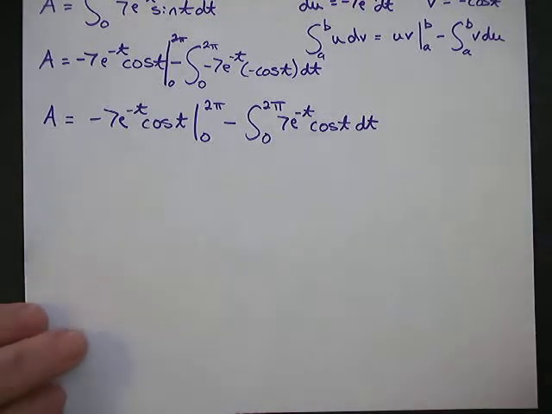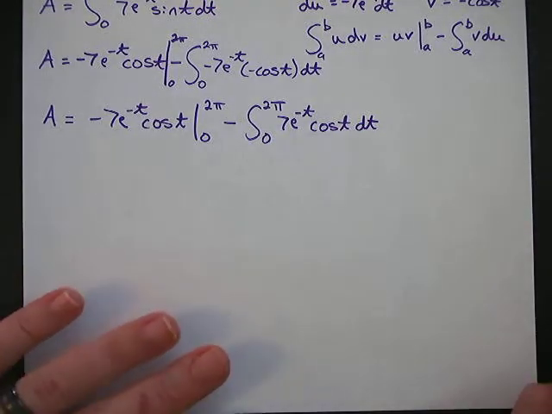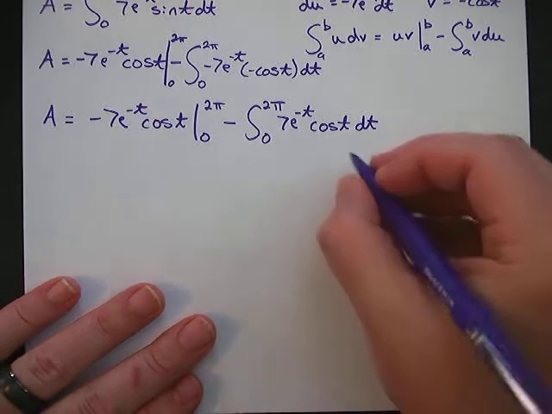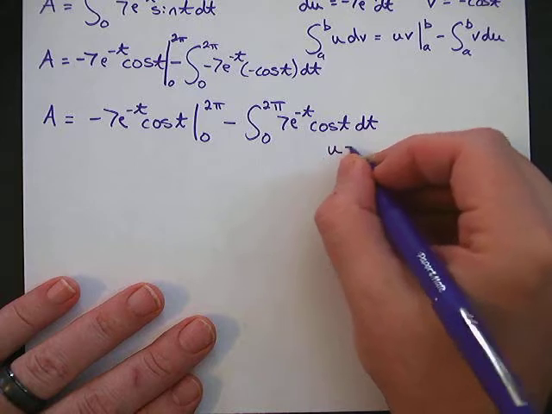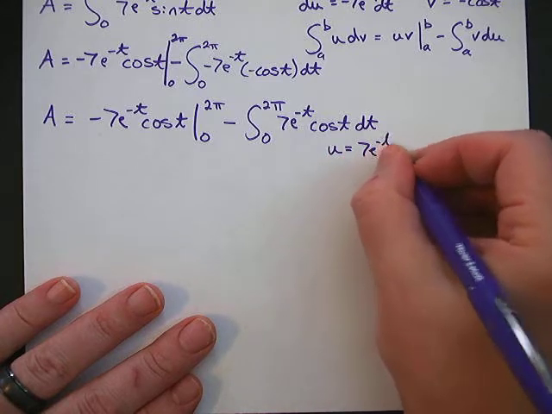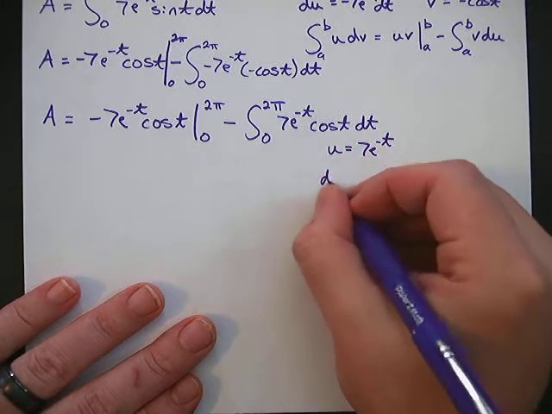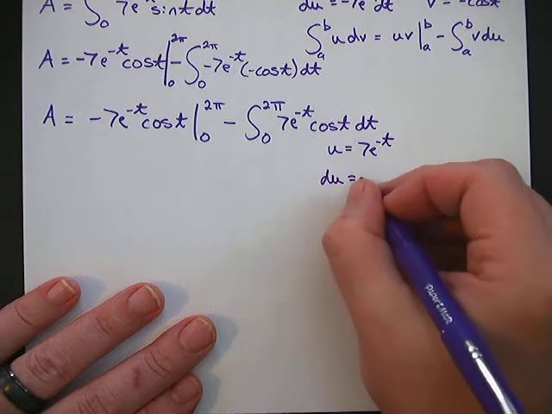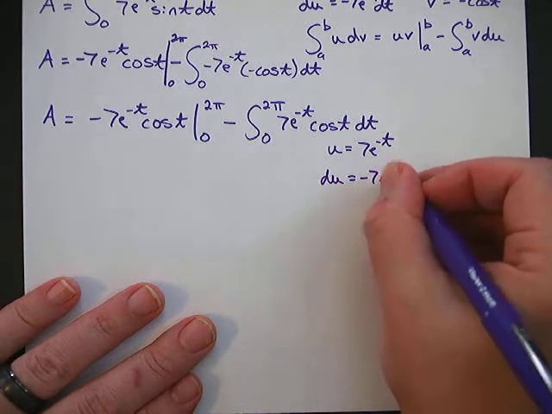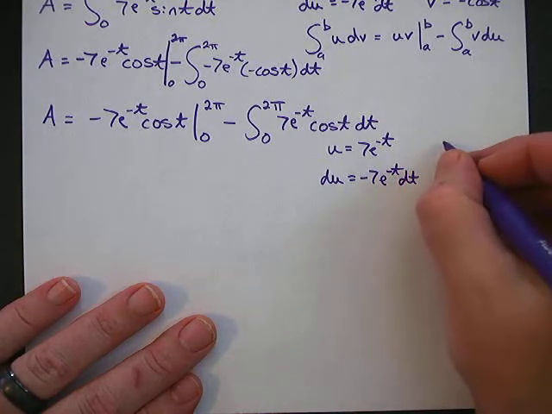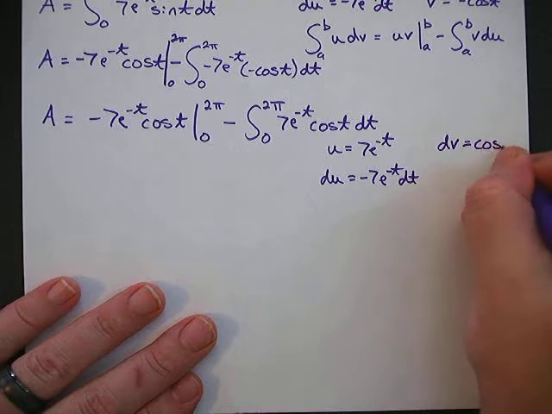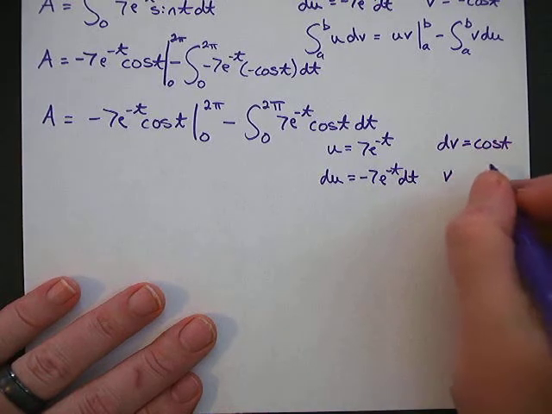So this problem we're going to use integration by parts again. Okay, so I'll make my u equal to 7e to the negative t, and of course that makes my du the same as last time, negative 7e to the negative t dt. And this time I'll make my dv equal to cosine t, which makes my v, the antiderivative, equal to sine t.